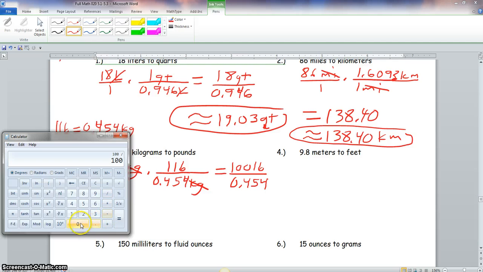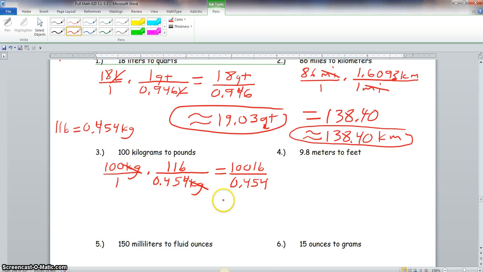Now, we would take our calculator and we would take 100 divided by 0.454, and that gives us 220.26, but we're going to round that, so that'll be approximately 220.26 pounds. And we're done with that problem.